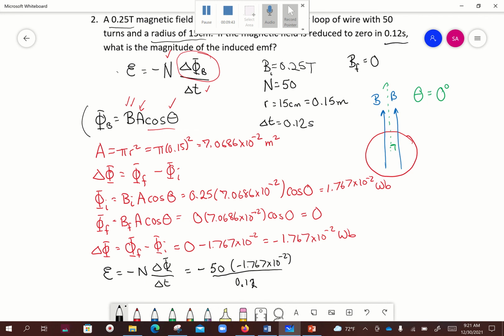So if I put that in my calculator, you can see I've got two negatives, so I'm going to end up with a positive voltage. So I get plus 7.36 volts. And let's see, I've got 2 significant figures on everything up there, so let's round that to 7.4 volts as my final answer.